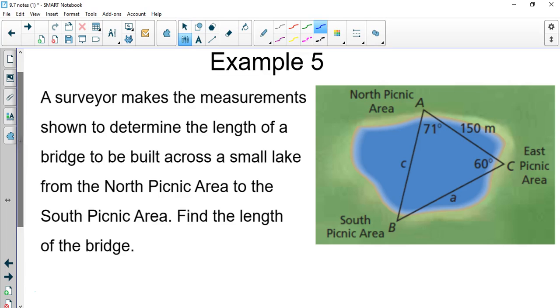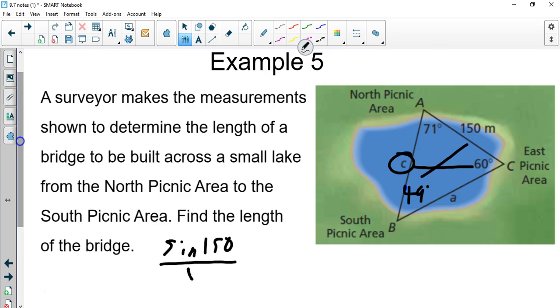So, we need to first find the third angle. So, 71 plus 60, and subtract that from 180. So, that would give us 49. Probably not a good idea to use blue on blue. 49 degrees. Now I have my magic ratio. Now we're just trying to find C right here. We're not looking for A, we're looking from north to south. We're trying to solve for that. So we're going to use this. So same setup. Sine of 150 over 49 equals sine of 60 over C.